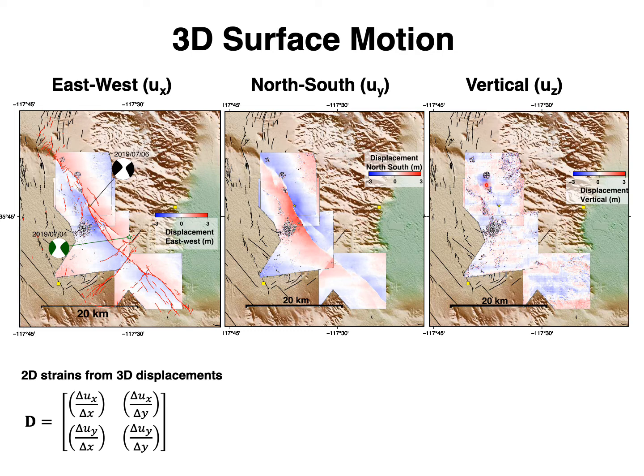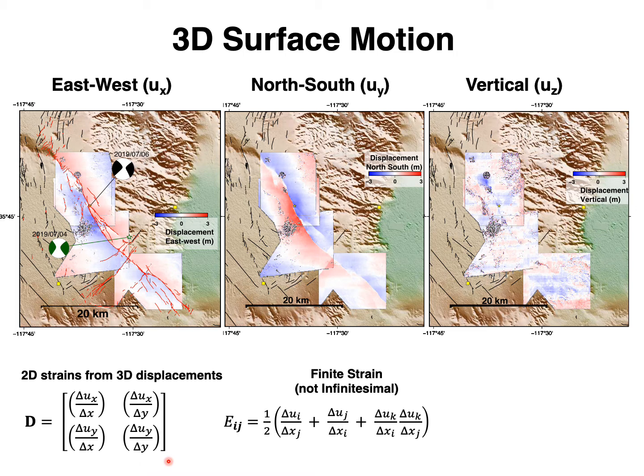So from these 3D surface displacement maps, we can measure the strain. Here we measure the 2D strain from 3D displacements, because to measure 3D strain, it requires having measurements of how the displacement varies as a function of depth, which we don't have. And so we don't believe that we can reliably extract the 3D strains because we lack direct measurement of that component.